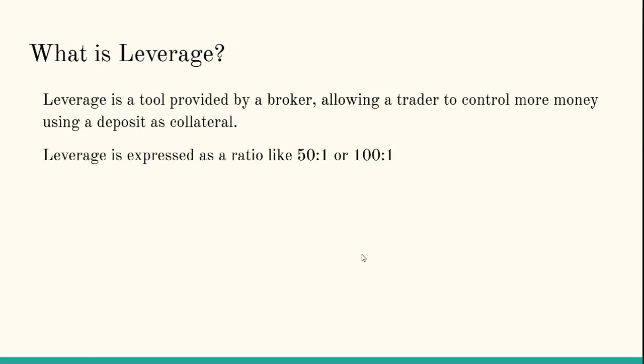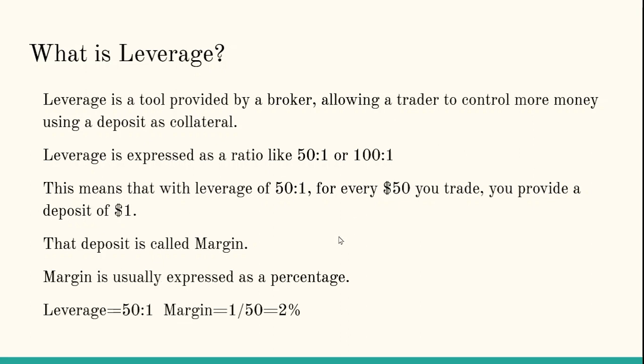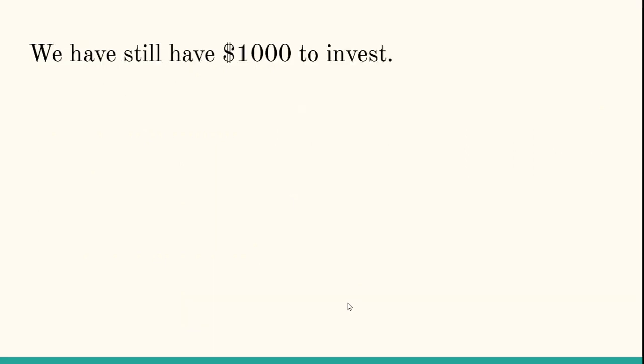So leverage is expressed as a ratio, like 50 to 1 or 100 to 1 or 1,000 to 1 or 2,000 to 1. This means that if you have a leverage of 50 to 1, for every $50 you trade, you provide a deposit of only $1. So you're controlling $50 with $1. And that deposit is called margin. Margin is often expressed as a percentage. So a leverage of 50 to 1, the margin is the inverse of that, or 1 divided by 50, or 2%. So our margin is 2% of the amount that we want to trade.